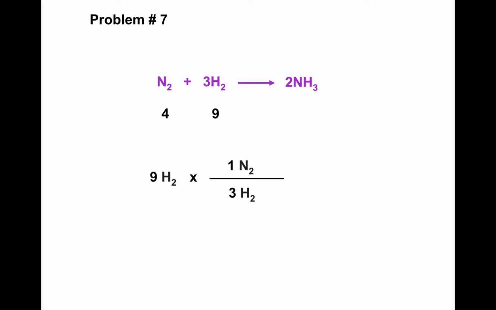I use the coefficients in the balanced equation to convert from hydrogens to nitrogens. So if I have 9 hydrogens, I need 3 nitrogens. Well, I have 4. So this tells me that nitrogen is in excess. I have 1 nitrogen extra that I don't need. All right, so that's what's going to be left over at the end of this thing.